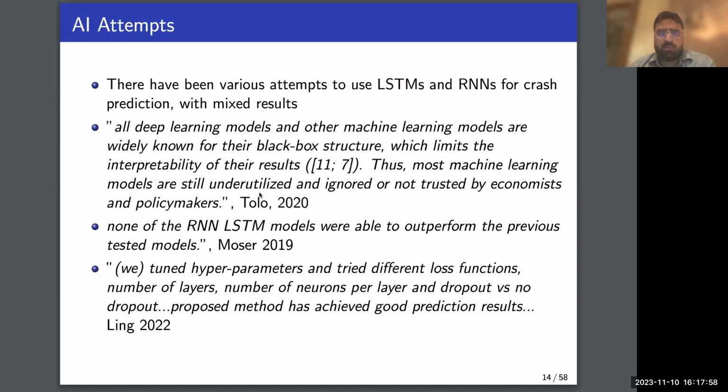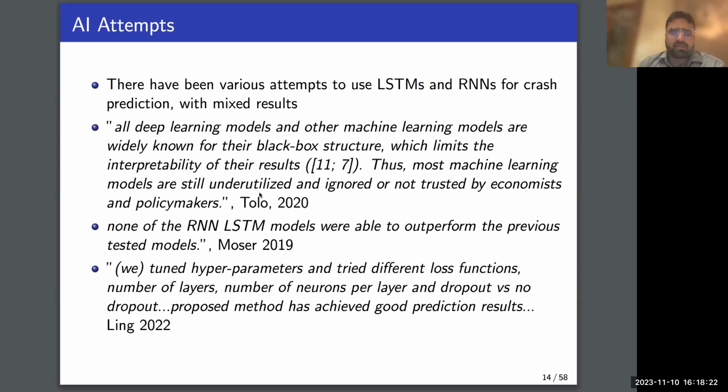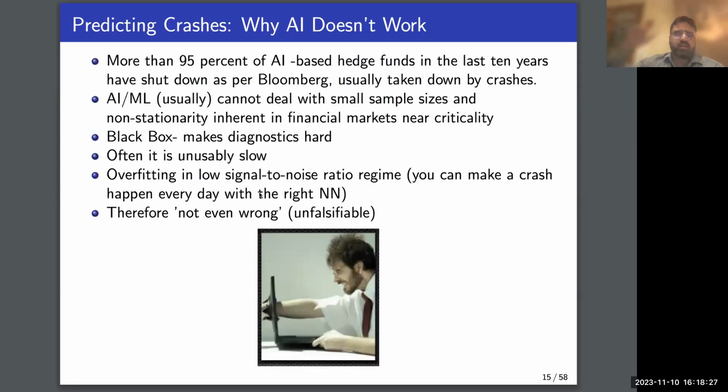And then, obviously there are studies that do find neural networks to work for crash prediction, but they do so after trying a whole lot of hyperparameters, such as number of layers, number of neurons per layer, and a whole lot of different loss functions, etc. So, in a sense, there is, I think, very little evidence that it works without overfitting. And, for instance, Bloomberg has found that more than 95% of AI-based hedge funds have shut down in the last 10 years, usually taken down by large shocks.